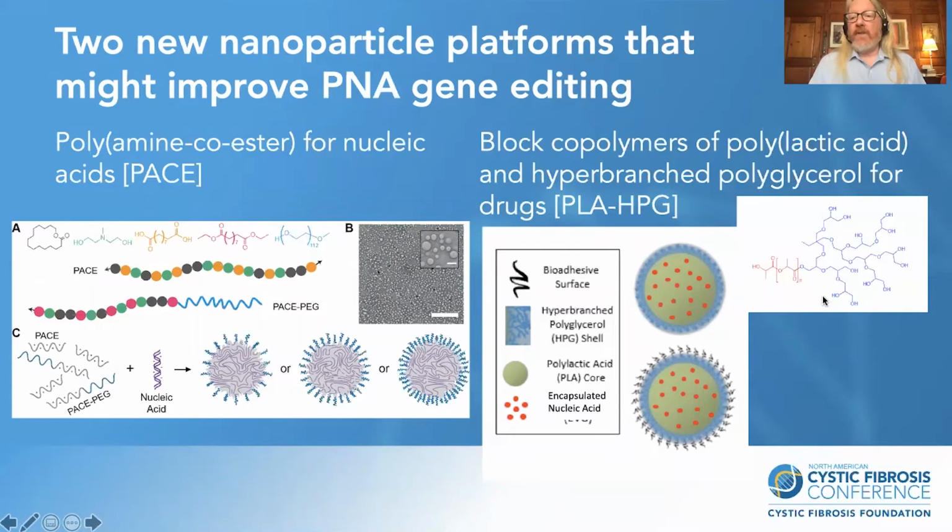hyperbranched polyglycerol. And this is hyperbranched polyglycerol here. It's, in this case, substituting for polyethylene glycol. You can see it's a branched molecule instead of a linear one. And we think that that's going to give it better properties in terms of mucus penetration, and also has some unique characteristics which allow us to both load agents more efficiently and to deliver them more efficiently.